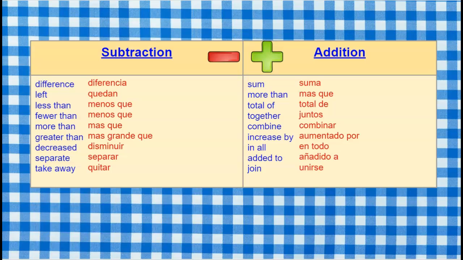And just like subtraction, there are also keywords that allow us to find out if our problem is going to be an addition problem, like sum, more than, total, together, combine, increase by, and, add to, and join. Those are words that typically, if we read them in a word problem, allow us to identify that that's going to be an addition problem. So let's go ahead and practice.